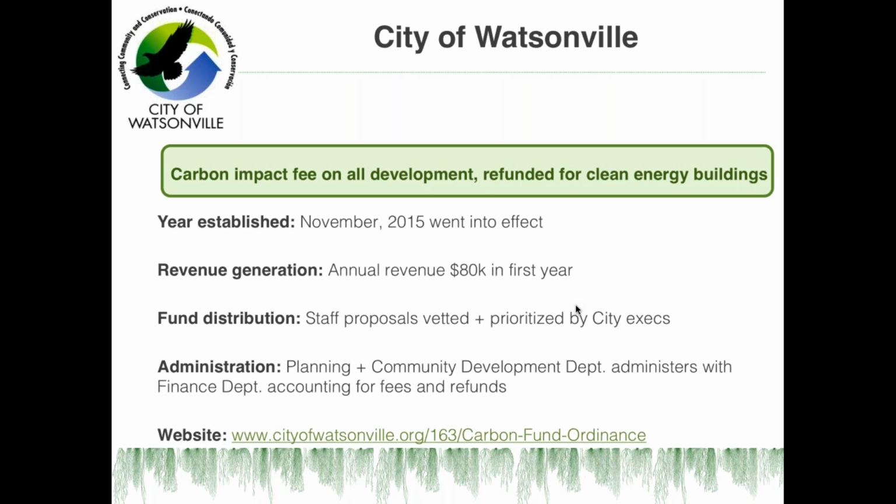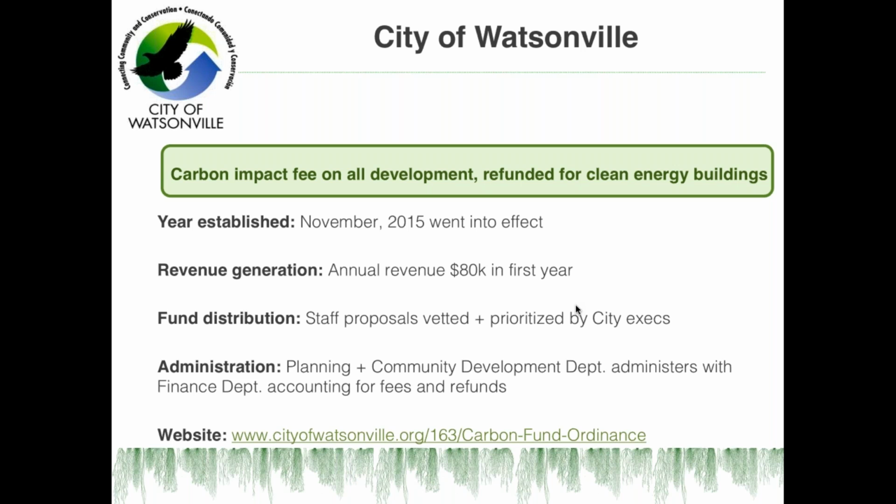And as far as how funds are distributed, Watsonville allows staff to make proposals. Proposals need to be aligned with the climate action plan projects that had been prioritized. Watsonville's climate action plan was developed concurrently with the carbon fund, so those were dovetailed together. And then the proposals from staff get prioritized by city executives and approved. Their fund is administered by their planning department, and their finance department was really crucial to set up the workflow for how funds make it into the account. So setting up the account and accounting for fees and refunds.